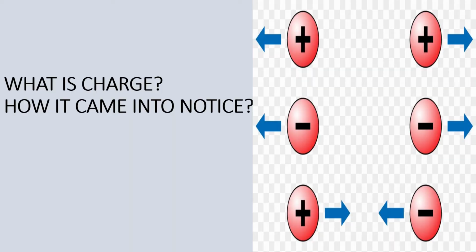Very first, we are going to talk about what is charge. We are going to find out what is charge and how it came into notice. That means how it was identified, how it was discovered, who identified it first.